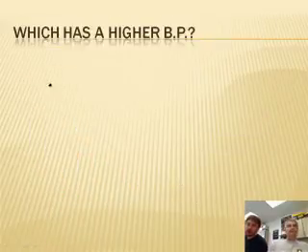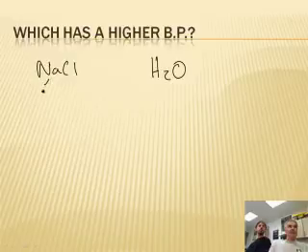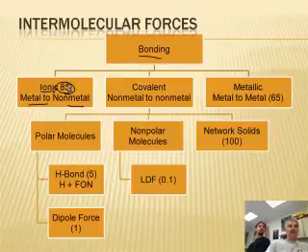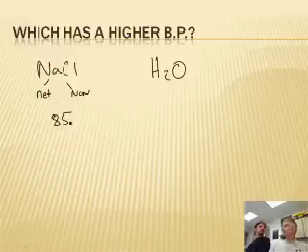Let's do NaCl versus H2O. For NaCl, the first thing I note is, what kind of compound is that? A metal bonded to a non-metal. That's ionic. So let's look at our chart here. Bonding, metal to non-metal, it's ionic. And there's a number, strength 85. So I'm going to write 85 next to NaCl. Easy, you just look it up. Ionic compound, 85.